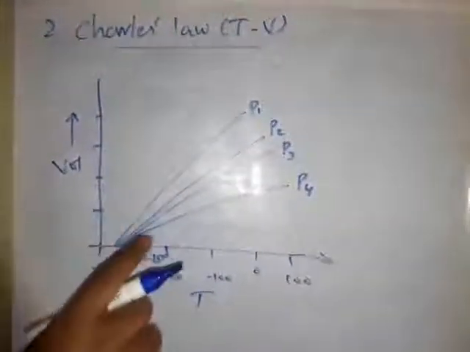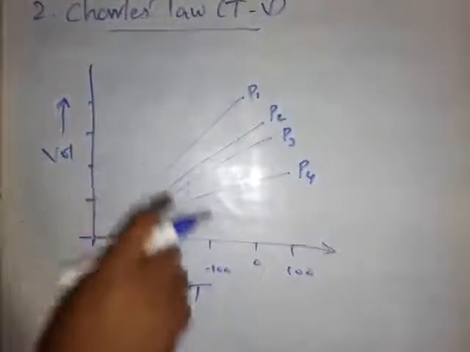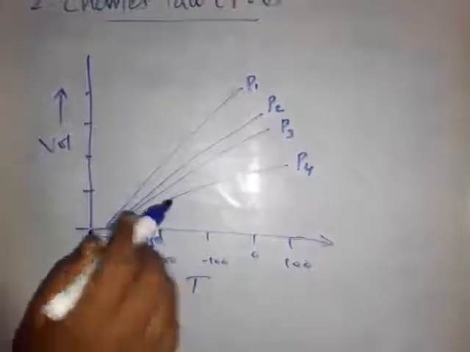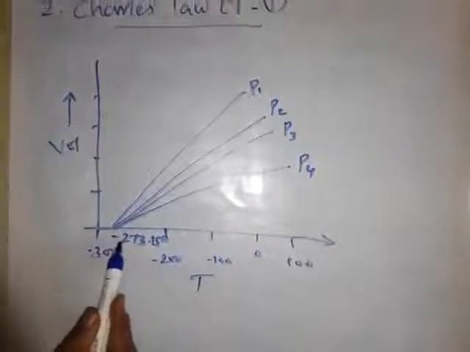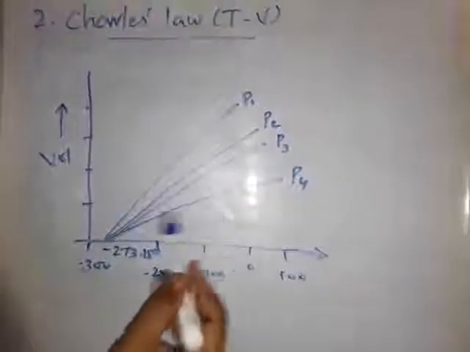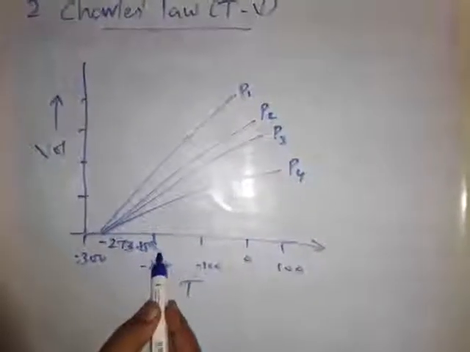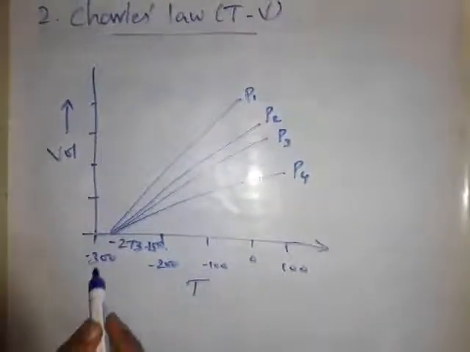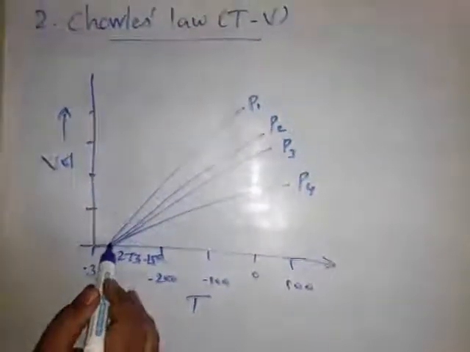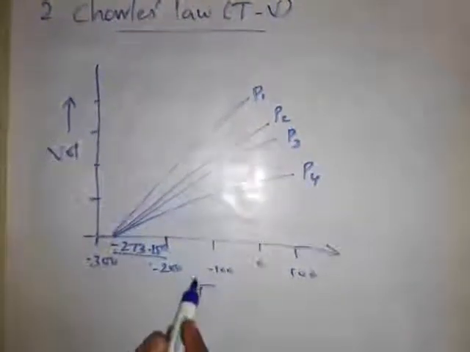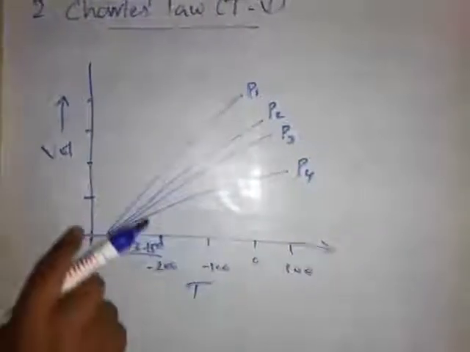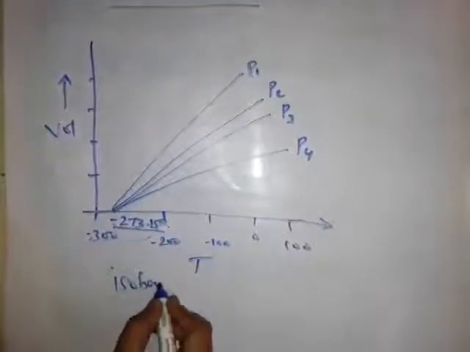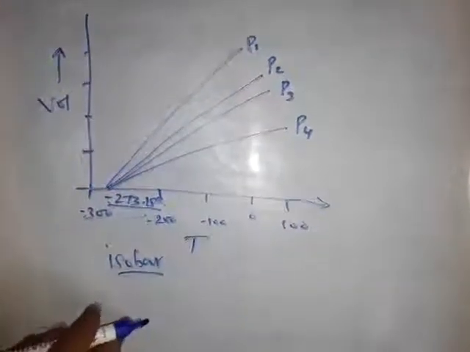Charles found that for all gases at any given pressure, the graph of volume versus temperature in Celsius gives straight lines extending to zero volume. Each line intercepts the temperature axis at minus 273.15 degrees Celsius. The slopes of the lines differ at the different pressures P1, P2, P3, P4, but the lines meet the temperature axis at minus 273.15 degrees Celsius. Each line of the volume versus temperature graph is called an isobar, meaning constant pressure.